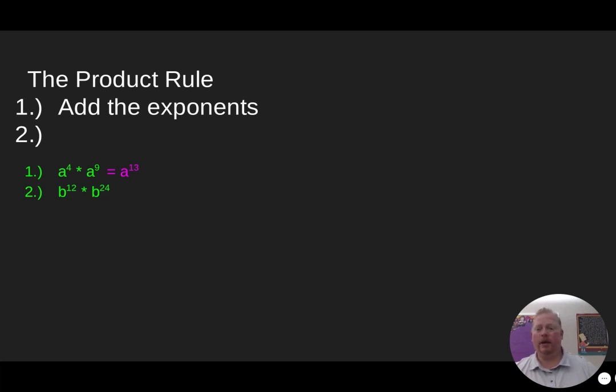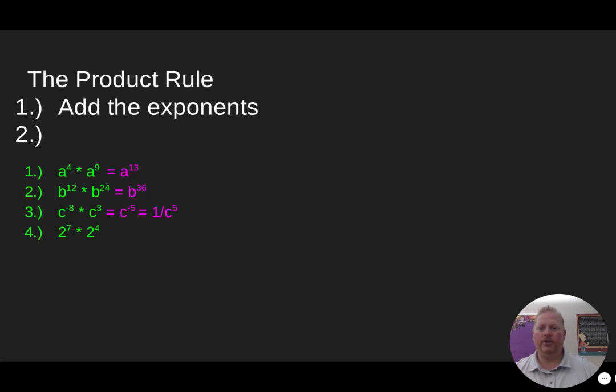If I've got b to the 12th times b to the 24th, add them up and I get b to the 36th. If I've got c to the negative 8th times c to the 3rd, if I add those up, negative 8 and a positive 3 makes negative 5. So I get c to the negative 5th. However, if you remember from our last lesson, you don't want negative exponents as your final answer. So I need to make that move, and my answer is going to be 1 over c to the positive 5th.